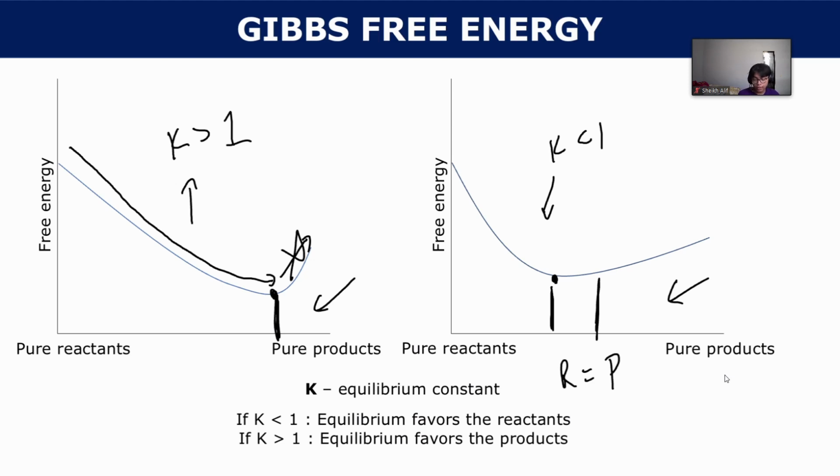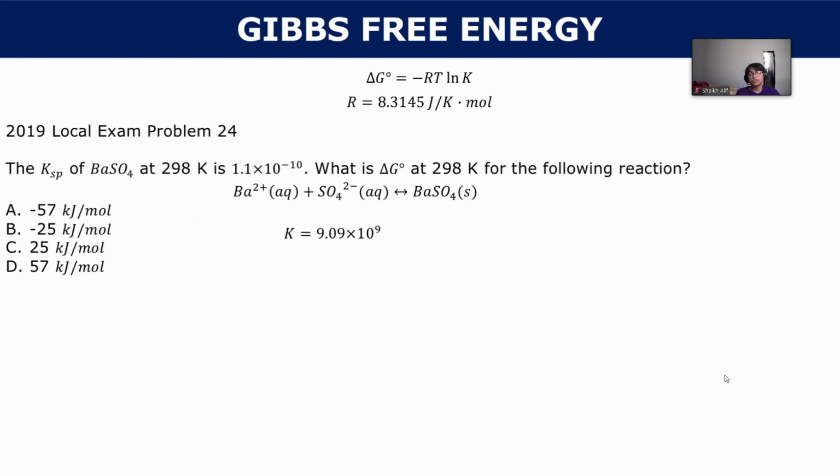Now, as it turns out, you can relate the equilibrium constant to free energy using this equation right here, where delta G is equal to the negative R times T times the natural log of K. And in order to see how that's used, let's look at this example right here. The Ksp of barium sulfate at 298 Kelvin is 1.1 times 10 to the negative 10th. What is the delta G at 298 Kelvin for the following reaction? Now, this question actually has a couple tricks. This K value that you're given right here is actually not the one you're supposed to use. And once we get to equilibrium, you'll realize why that is.